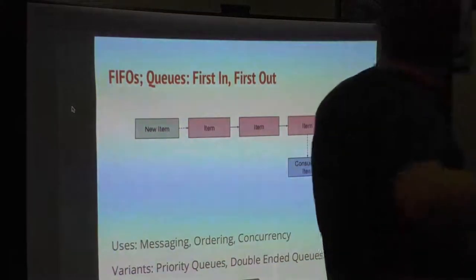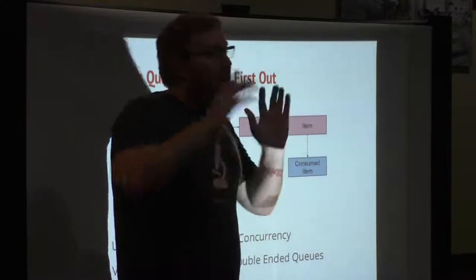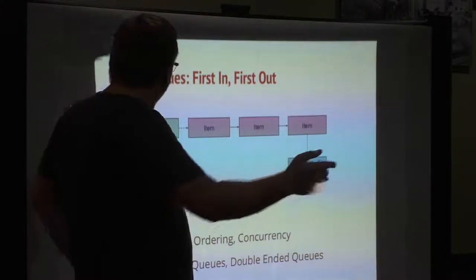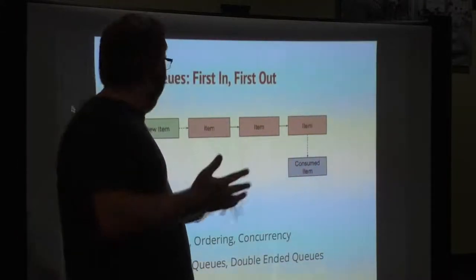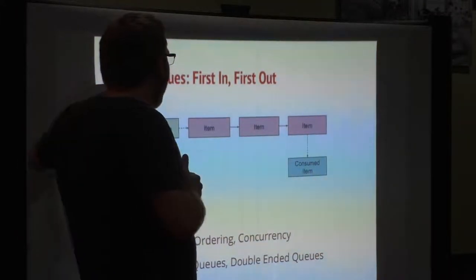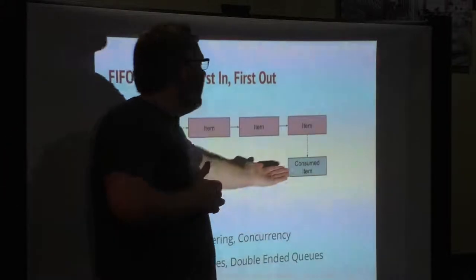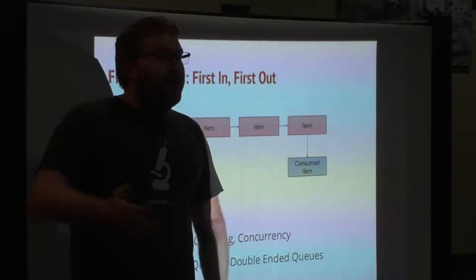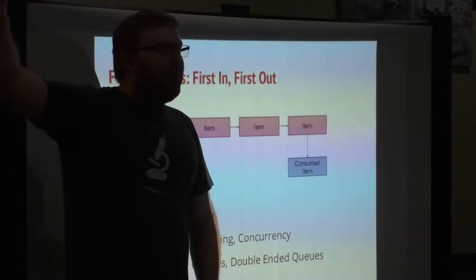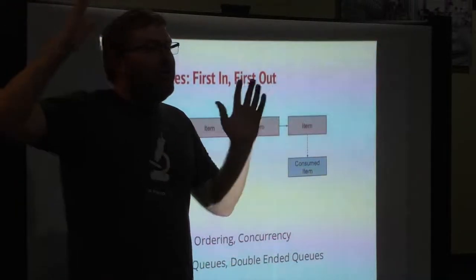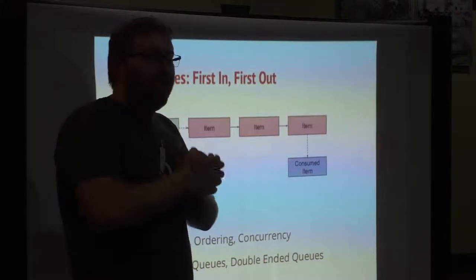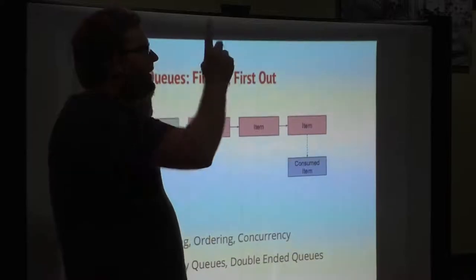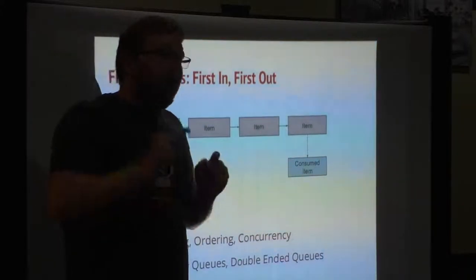So, FIFOs, first in, first out. These are queues. So it's just like your list before, but we have a new paradigm. New items always go onto the back, consumed items always come off the front. It's a line. How many of you have been to McDonald's or some other place where you have to wait in line? I'm assuming everybody has waited in line because I've heard the meaning of life is literally just waiting in line. If you go across the street to 85 degrees C Bakery, you will wait in line.